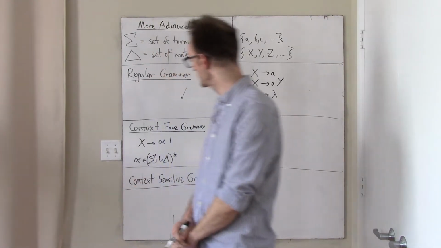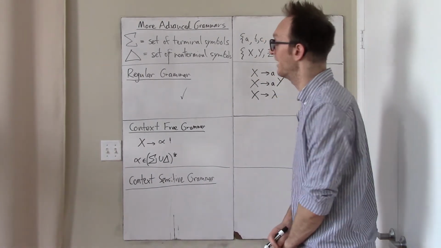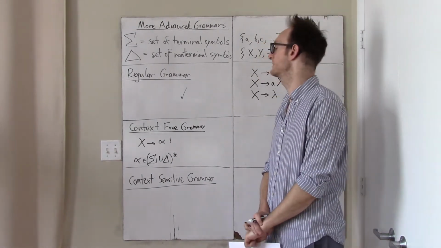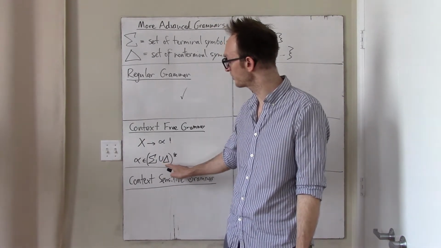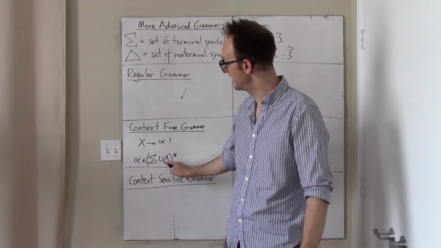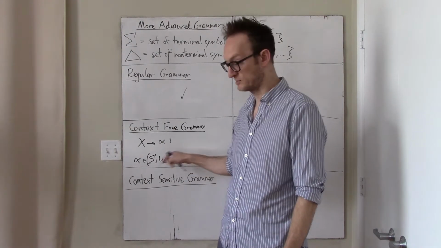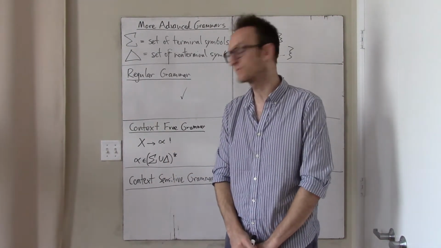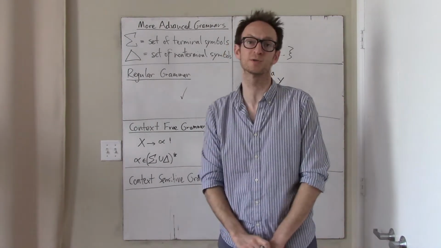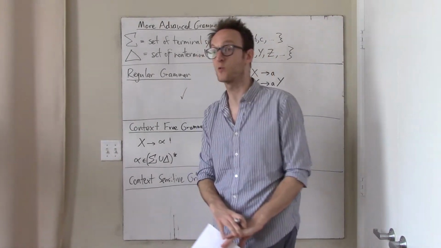Maybe this is confusing at first, but then you get used to it. The way of expressing this formally is by saying that alpha is an element of (sigma union delta) star. So take all the terminal symbols, all the non-terminal symbols, put them all together into one big set, and then the star generates all finite strings composed of any of those characters, and so alpha is just one of those. So this is just another way of saying anything you want.